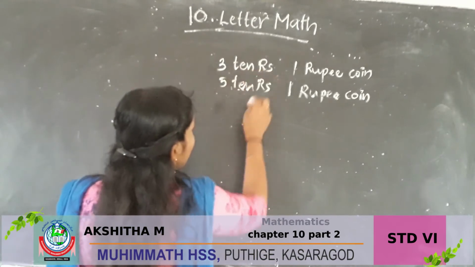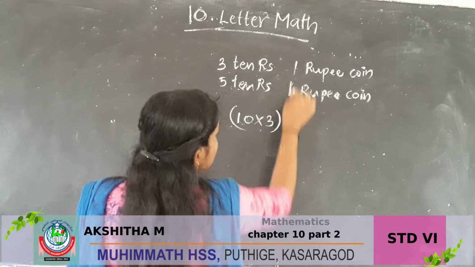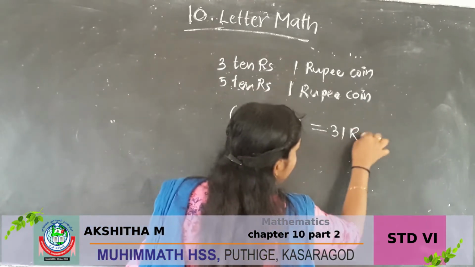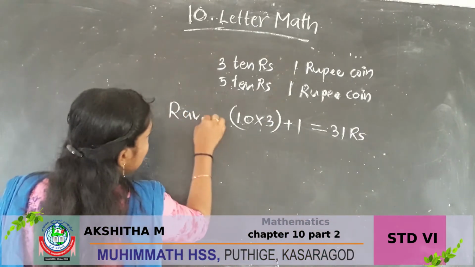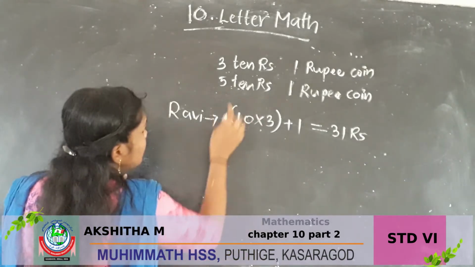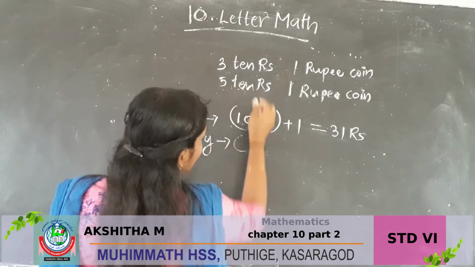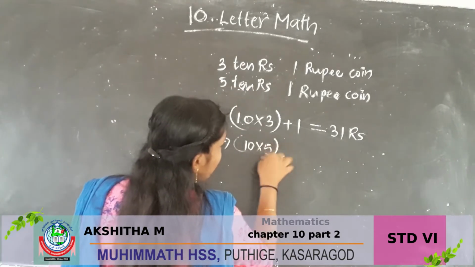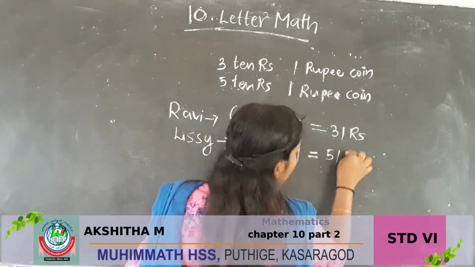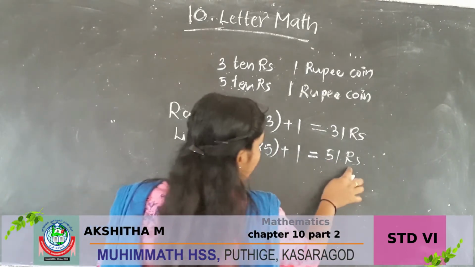Here, 3 ten-rupee notes means 10 three times plus 1, which is equal to 31 rupees. Ravi has 31 rupees. Lissy has 5 ten-rupee notes, so 10 into 5 plus 1, this 1 rupee coin, is equal to 51 rupees. 10 into 5, 50, 50 plus 1, 51 rupees.